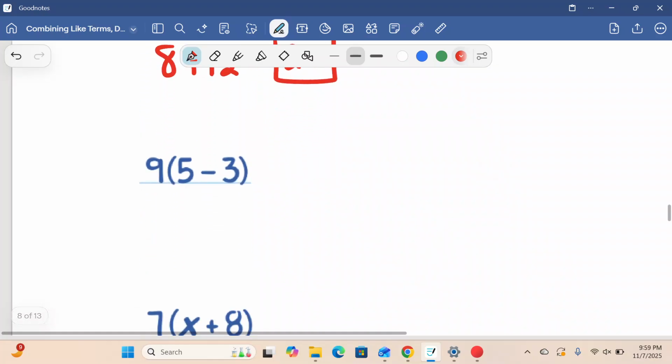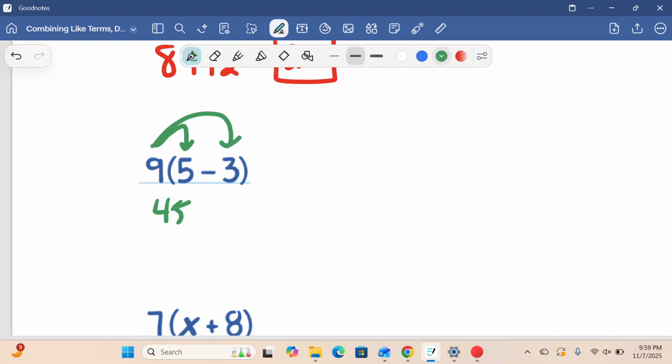Next, I'm going to do the distributive, even though it is easy just to do 5 minus 3 and then multiply by 9, but we're going to practice our distributive property. So I'm going to distribute right here to this one, and I go, well, what is 9 times 5? 9 times 5 is 45. Then I'm going to distribute the 9 into there. I'm multiplying 9 times negative 3, and 9 times negative 3 is a negative 27.